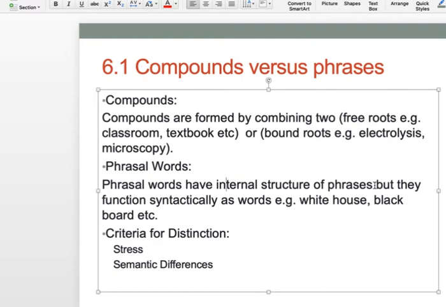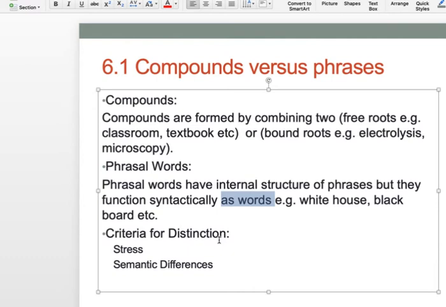Phrasal words have the internal structure of phrases, that is, they are more than one word, but they function syntactically as words. Okay, this is important. They are placed together in syntax, like White House and blackboard. Interestingly, blackboard and White House can be used as compounds, but we are using them here as phrasal words. What is the difference? We will discuss their differences in detail in this lecture video. For a while I'm not going to start explaining it, you will find it later on, but we will address it fully.